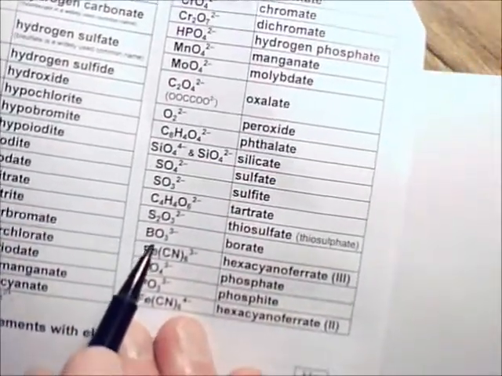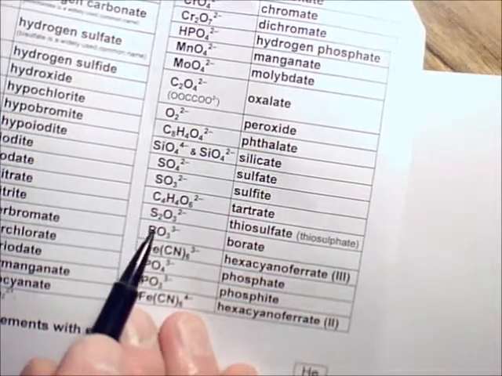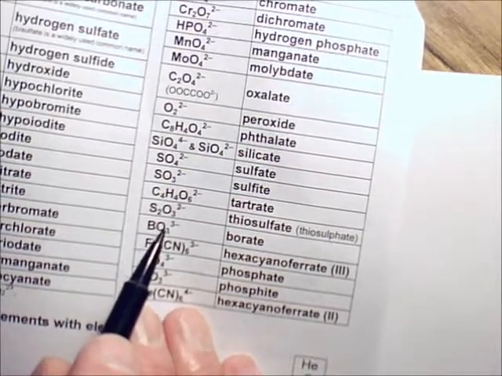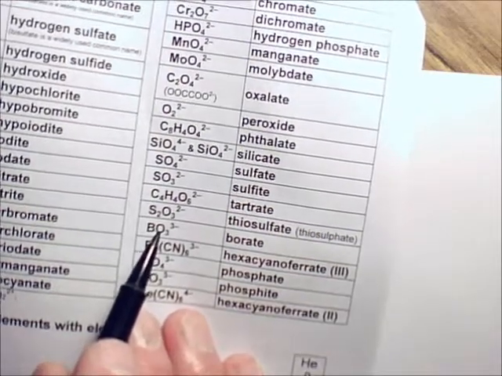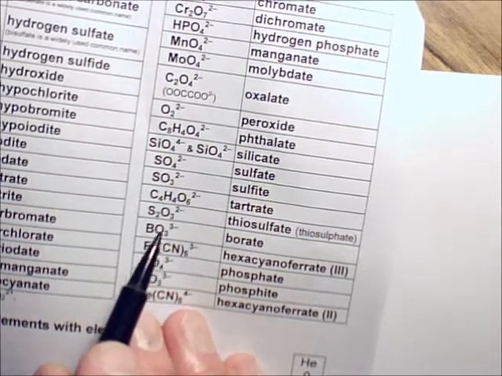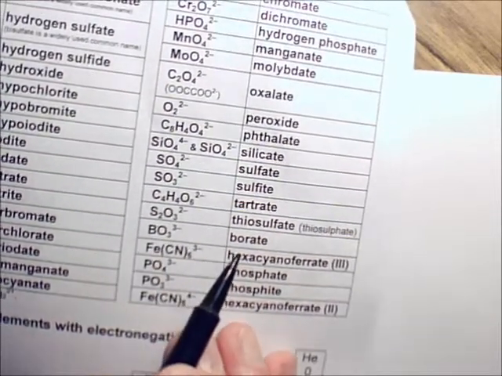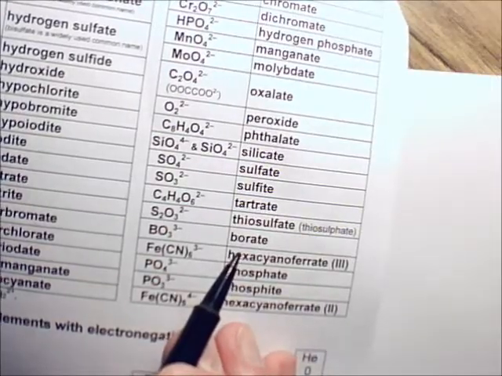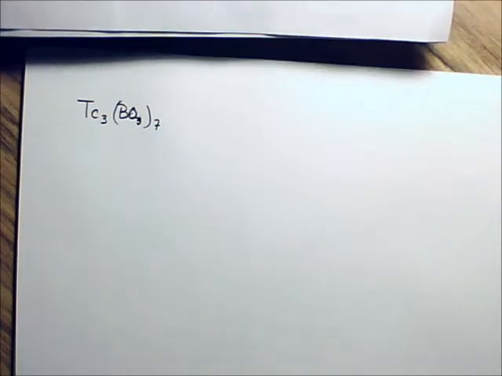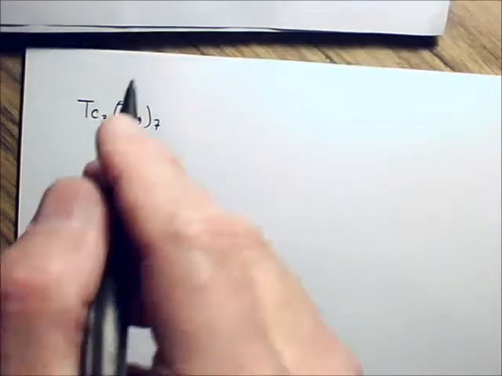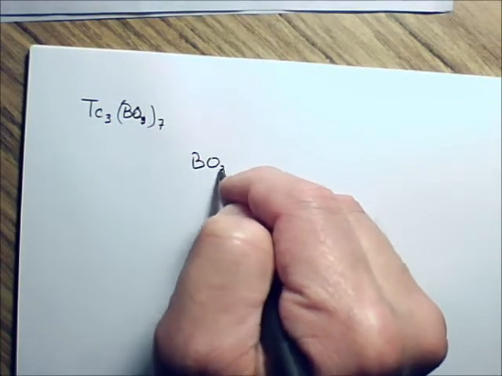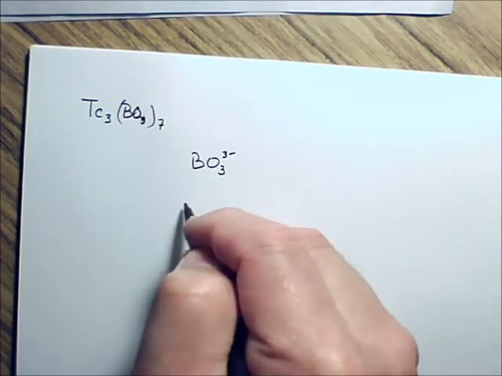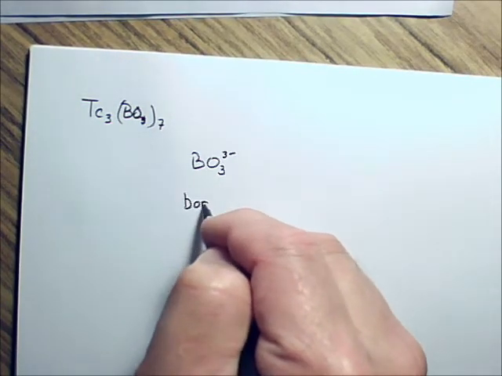There it is. Oh. I didn't even see it. Even if it got the 3 minus. Yeah. That's just a charge. That's just a charge, that's right. So that wouldn't be in the formula. No, because it can't. Once you build the formula, the charges cancel out. Okay. All right. So BO3, 3 negative, is borate.